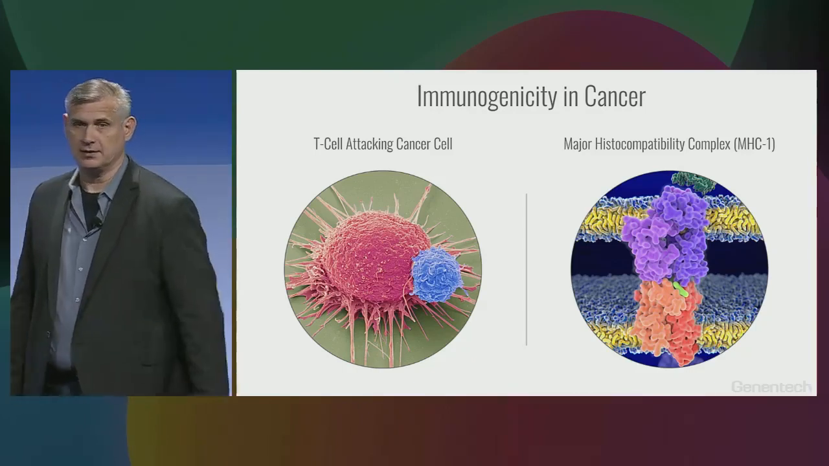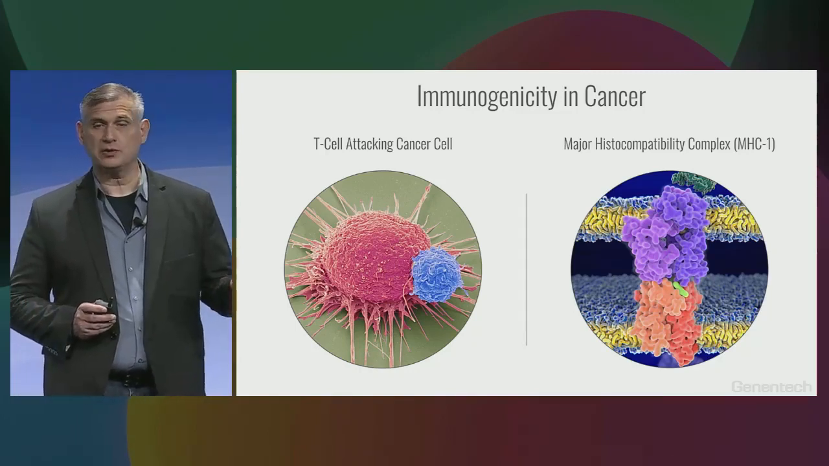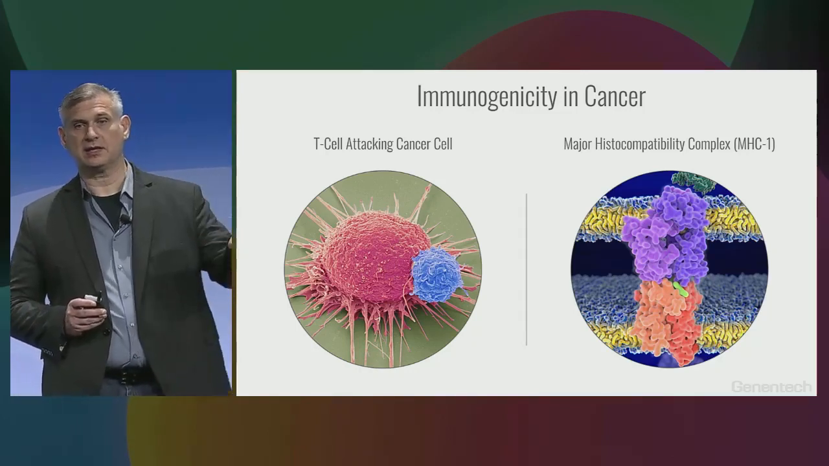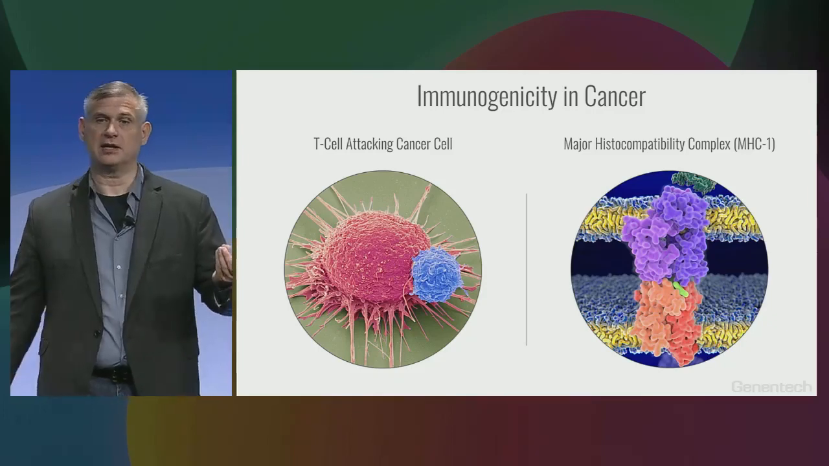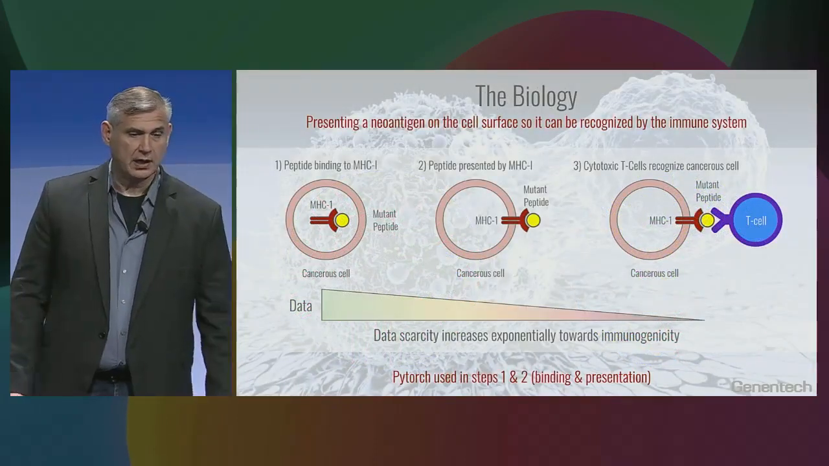On the right is the molecule complex that is responsible for identifying those mutated molecules and presenting them on the surface of that cell so that an immune cell can recognize and destroy that cell.